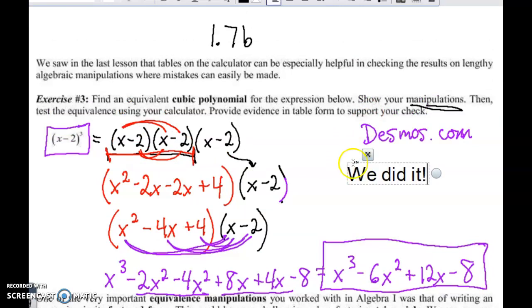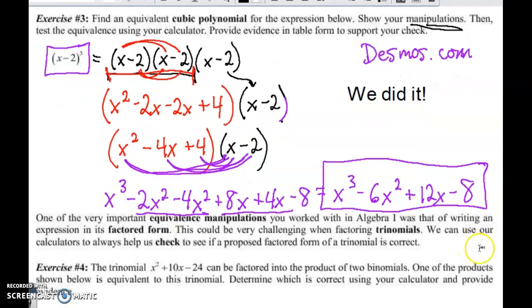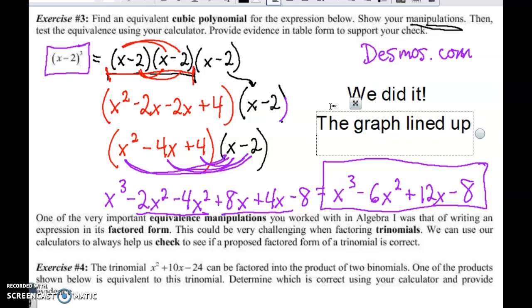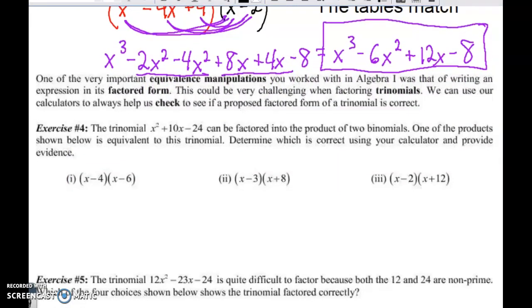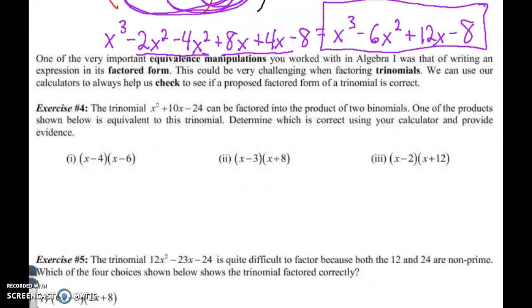All right. Now, if this were on a test, and it won't be on the test, but if we did this on a test, you'd want to explain in your own words, you know, the graph lined up, the tables match, you know, things like that. That's when you provide evidence to show that. So how can we move forward with exercise 4 is we could go ahead and FOIL all of these out. FOIL is the word for distributing.